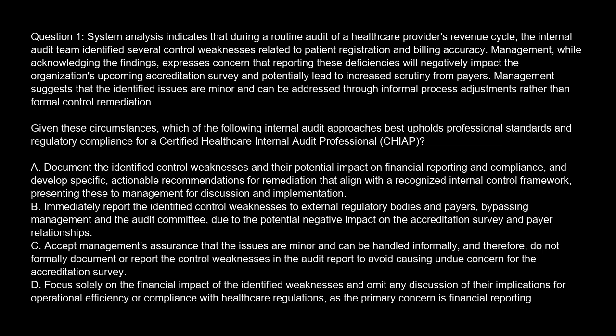Option B. Immediately report the identified control weaknesses to external regulatory bodies and payers, bypassing management and the audit committee due to the potential negative impact on the accreditation survey and payer relationships. Option C. Accept management's assurance that the issues are minor and can be handled informally, and therefore, do not formally document or report the control weaknesses in the audit report to avoid causing undue concern for the accreditation survey. Option D. Focus solely on the financial impact of the identified weaknesses and omit any discussion of their implications for operational efficiency or compliance with healthcare regulations, as the primary concern is financial reporting.